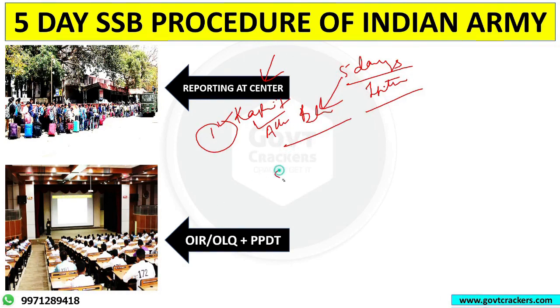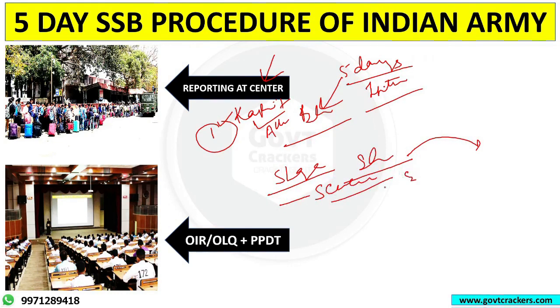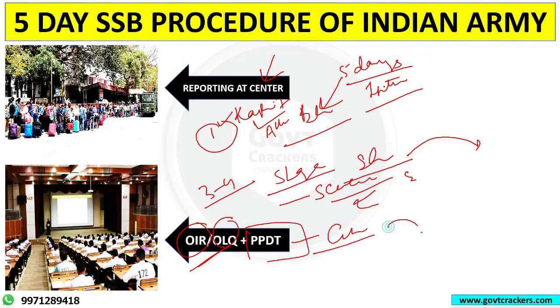Now, stage 1 is all about getting shortlisted for the further tests. So this is basically a sort of screening test, which is why it is known as the screening test or stage 1 testing, which consists of a series of 3 to 4 tests. That is OIR, OLQ, which is a kind of aptitude test, and then the PPDT and GD test followed by narration. Okay? So PPDT and GD, you must have heard.